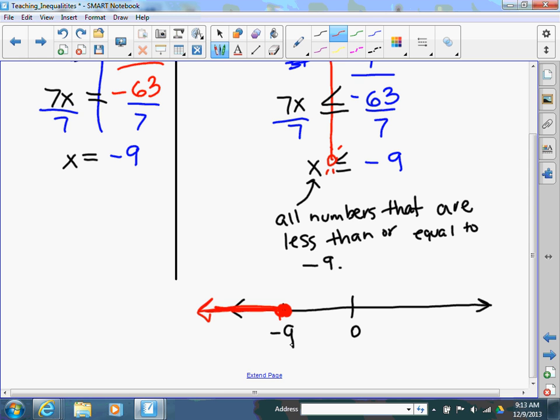Does that make sense? So you're shading the answer. You're graphing the answer. Okay? Easy?